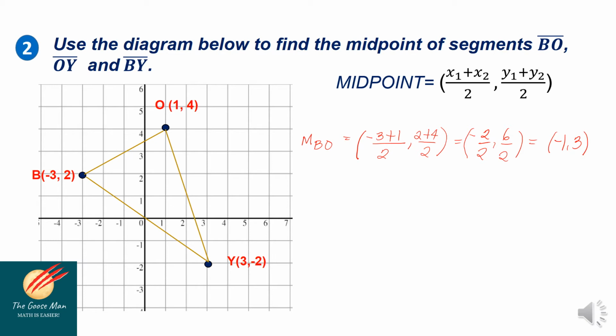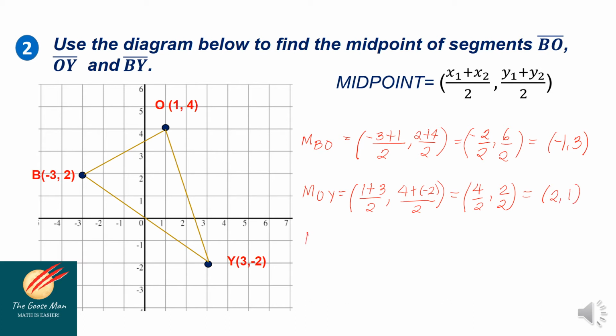Next, let's move on to the midpoint of line segment OY. So we have the coordinates of 1 plus 3 all over 2, comma, 4 plus negative 2 all over 2, which is the same as 4 over 2, comma, 2 over 2. Or in the simplest terms, this is the same as 2, comma, 1.